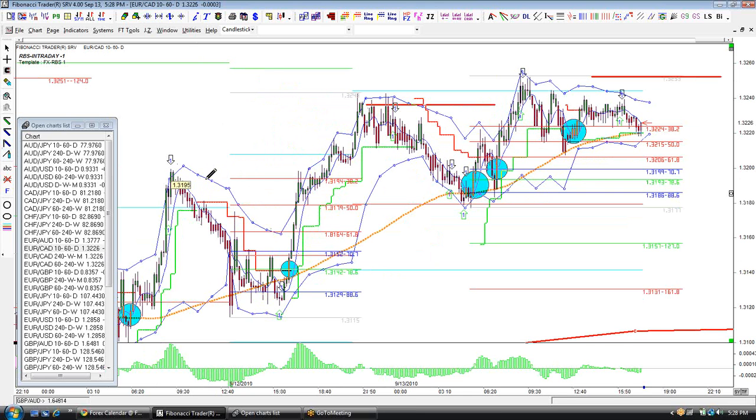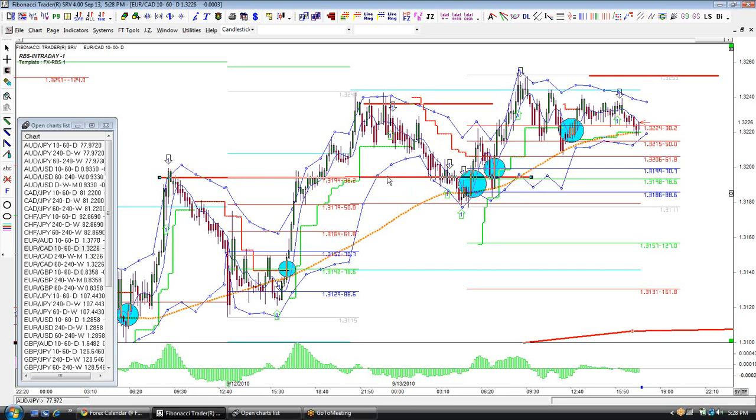here we have support becoming resistance at 382. Pretty good convergence. Price dropped all the way down to the 50, giving us this nice bullish signal at the 50 with a beautiful retest.